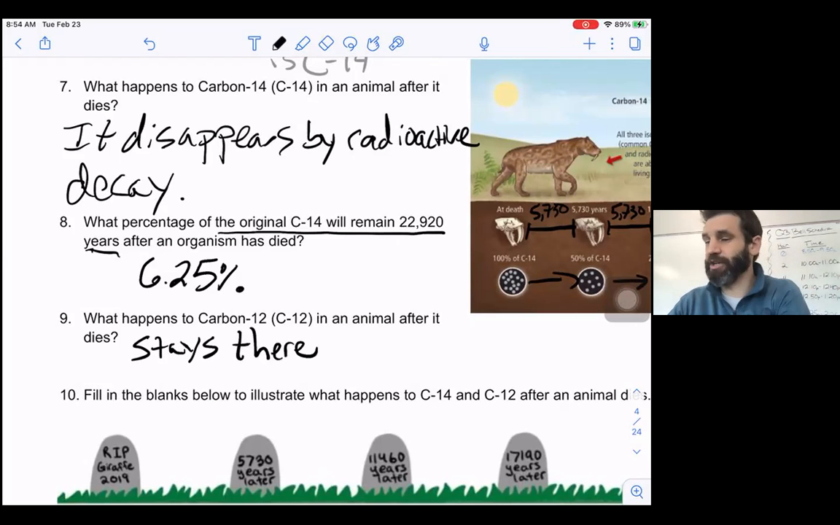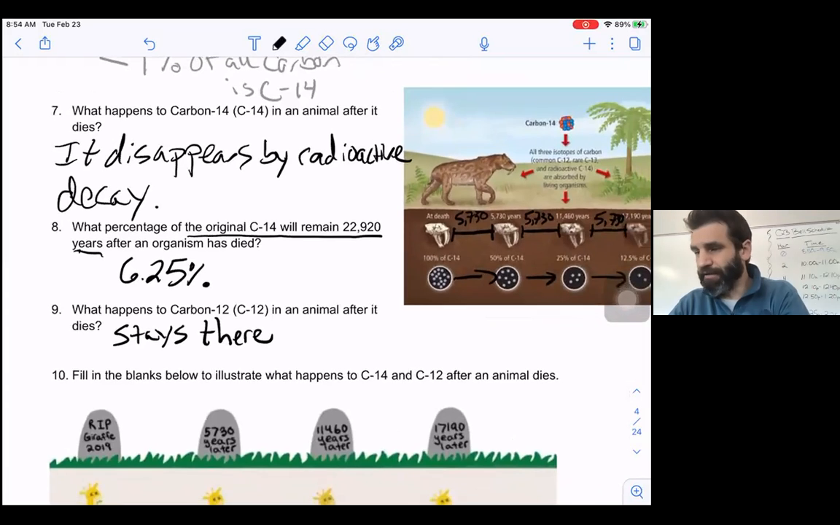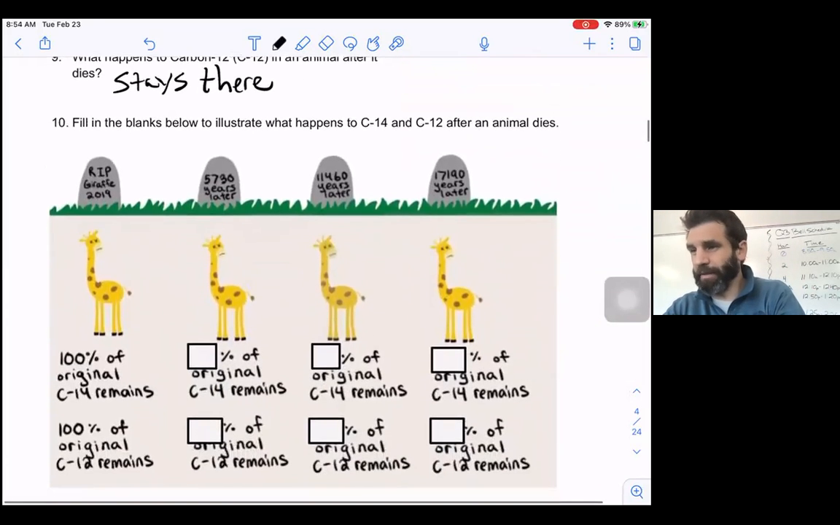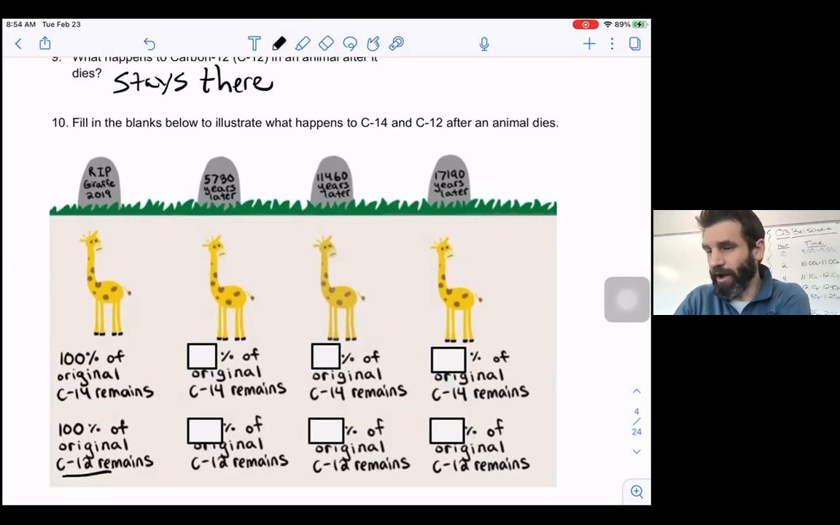It doesn't change. And we're gonna use that simplified version. So let's fill in the blanks to illustrate what happens to carbon-14 and carbon-12 after it dies. So let's start with the carbon-12. So this is a giraffe that died in 2019, and we're going to be measuring it way out into the future.